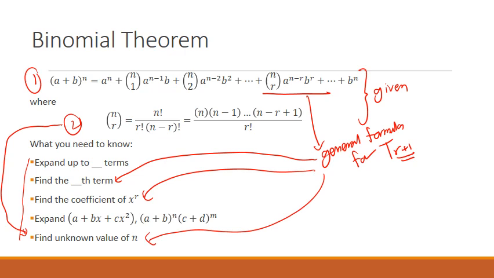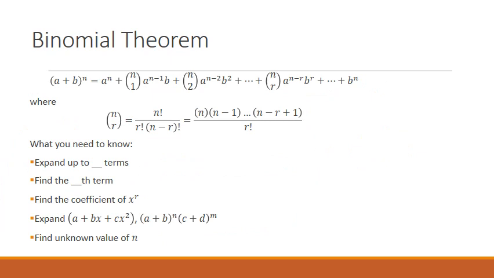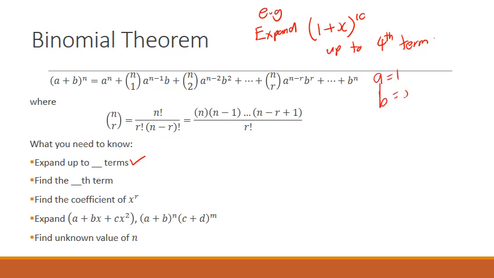So without further ado, let's take a look at each of the questions that can be asked. Now, the first type of question that you can be asked is to expand up to a certain number of terms. So for example, the question can tell you: expand, let's say, 1 plus x to the power of 10 up to the fourth term. So you don't have to think so much. You just need to know what is a. So a equals 1, b equals x, n equals 10, and r, of course, changes with every term.